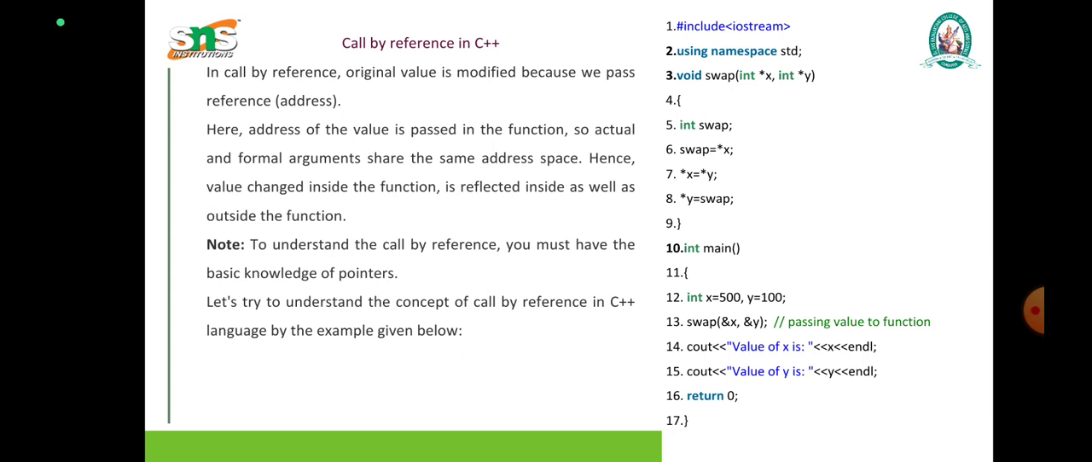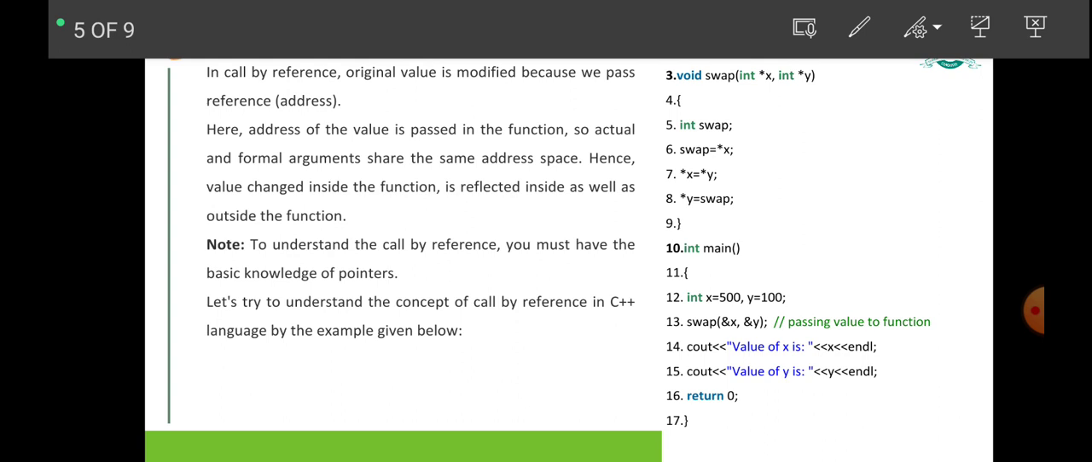Here in the main, we give the return type as integer for the main, and we give the x value as 500 and the y value as 100. By passing the values to the function, we cout the value of x and cout the value of y. Now we are calling the function swap. So what happens? The x value will be 100 and the y value will be 500.